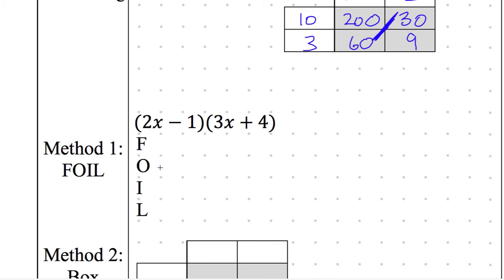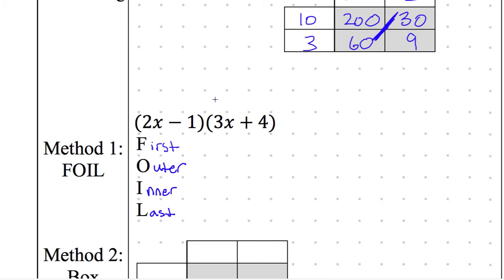So foiling. FOIL stands for first, outer, O-U-T-E-R, inner, and finally, last. So it's an acronym. An acronym is just taking the first letters of the words. This acronym, first, outer, inner, last, FOIL.